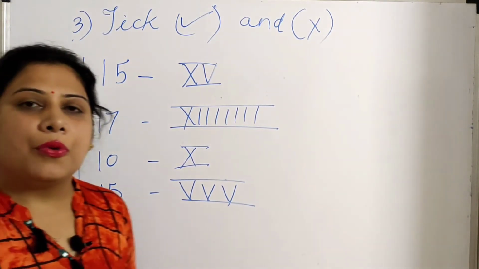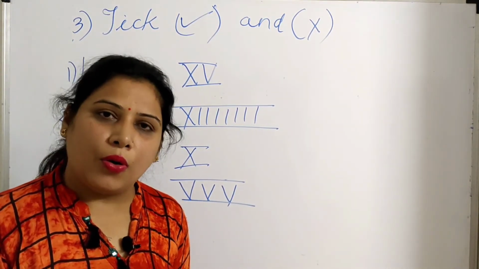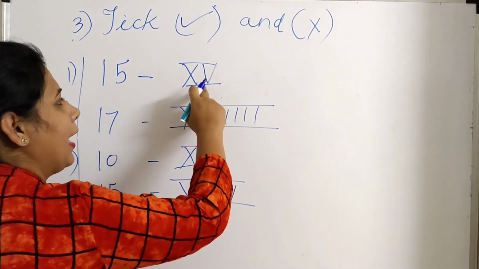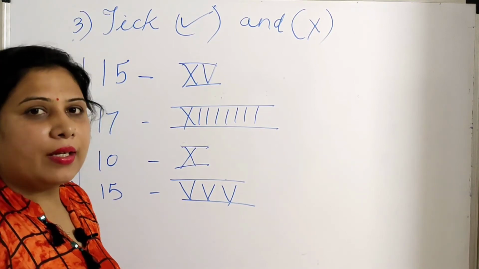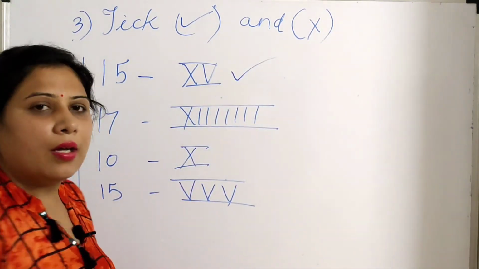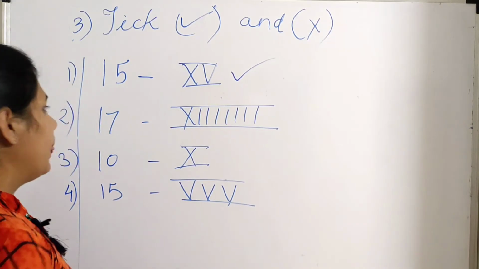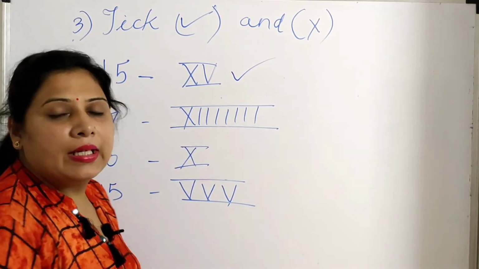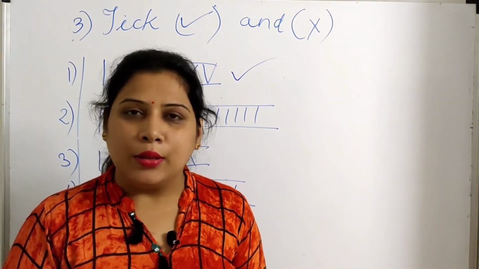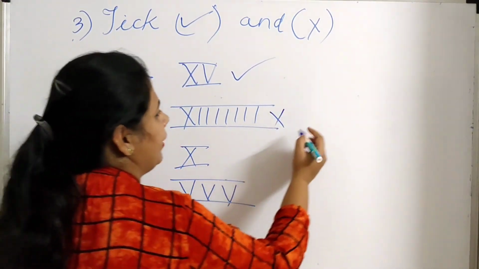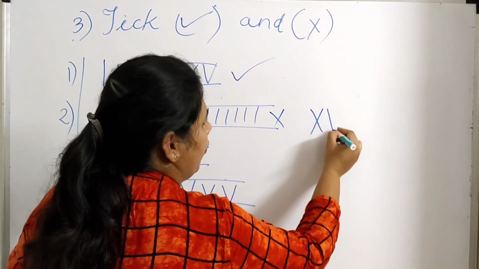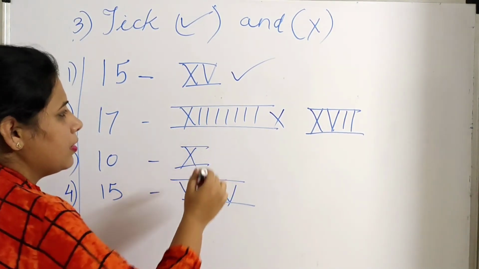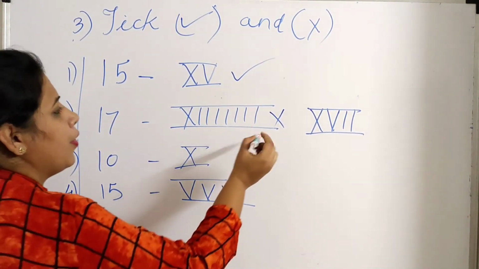Now you have to say whether it's correct or not. So this is number 15 and I wrote it as X and V. Yes, it is very correct. So this is written in Roman numerals as 15. For 17, this is 10 and 1, 2, 3, 4, 5, 6, 7. Is this the correct number? No, because 17 can be written as X, V and I. That is 17. So this is not correct. This is the wrong number.